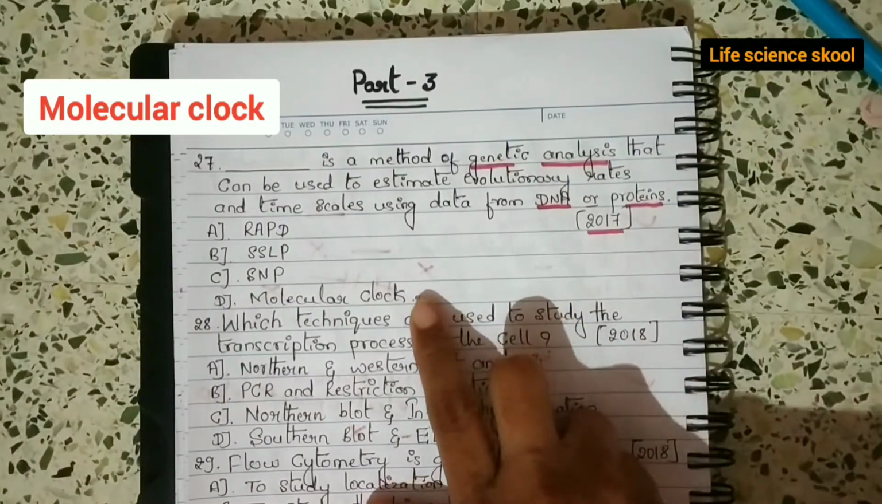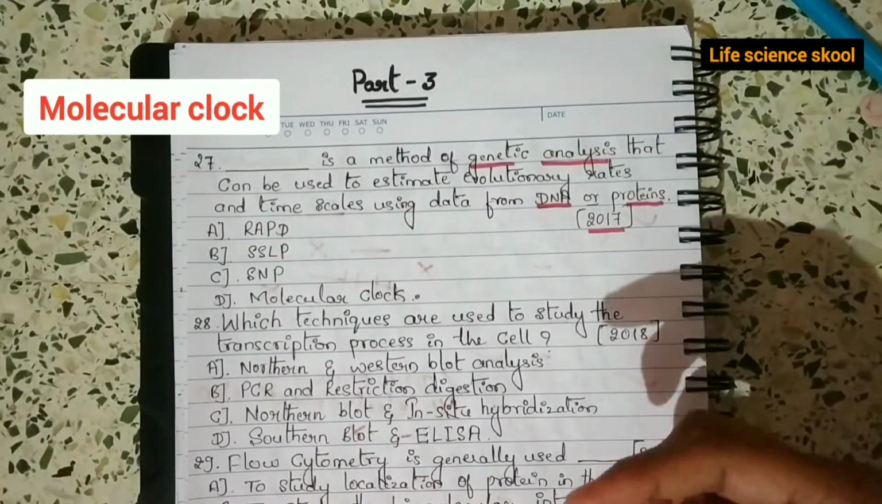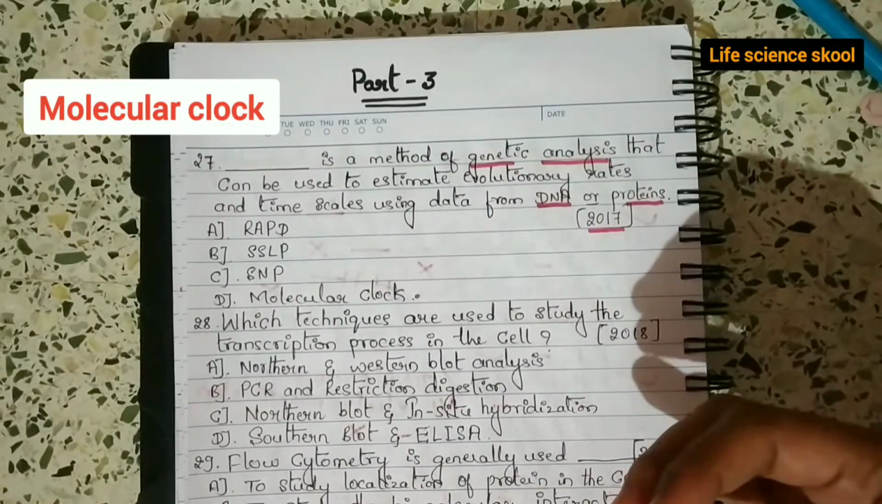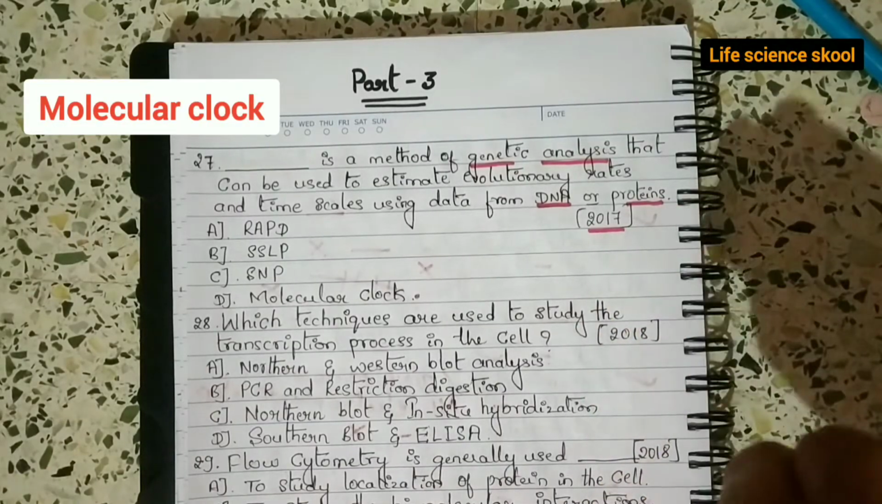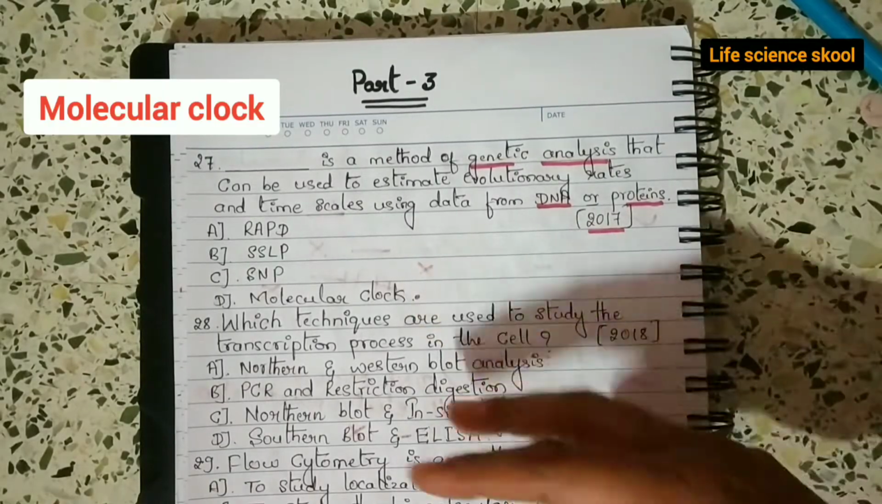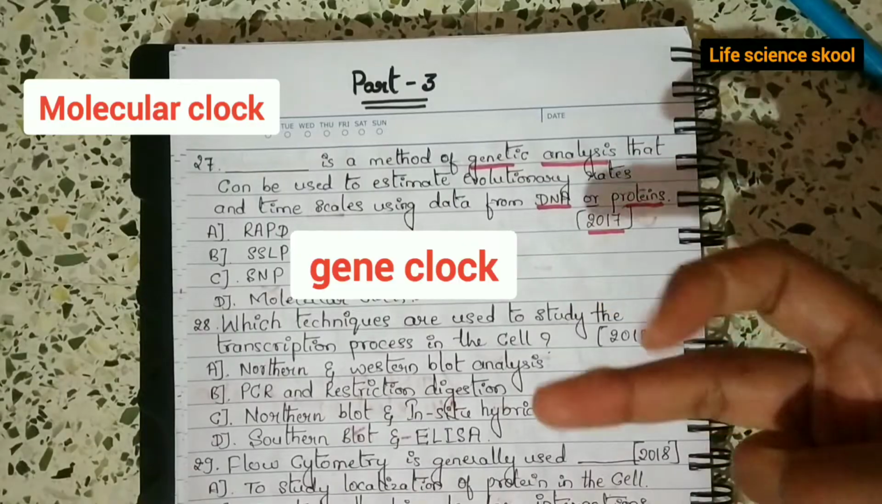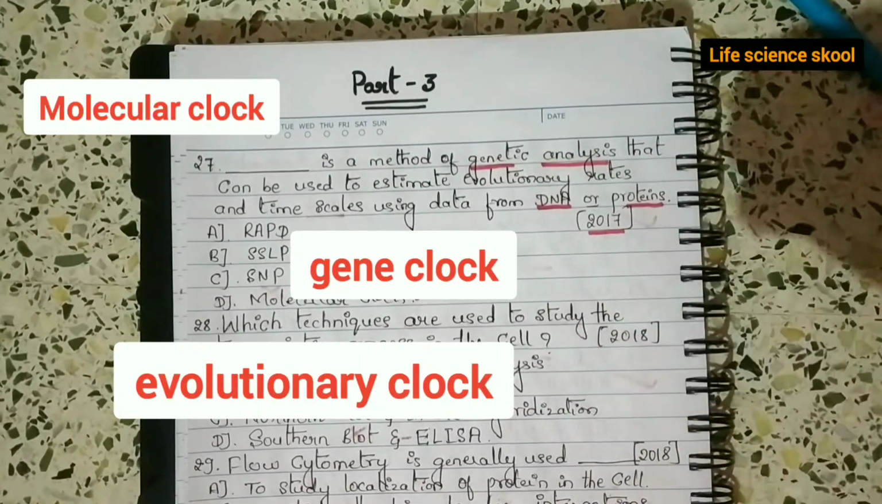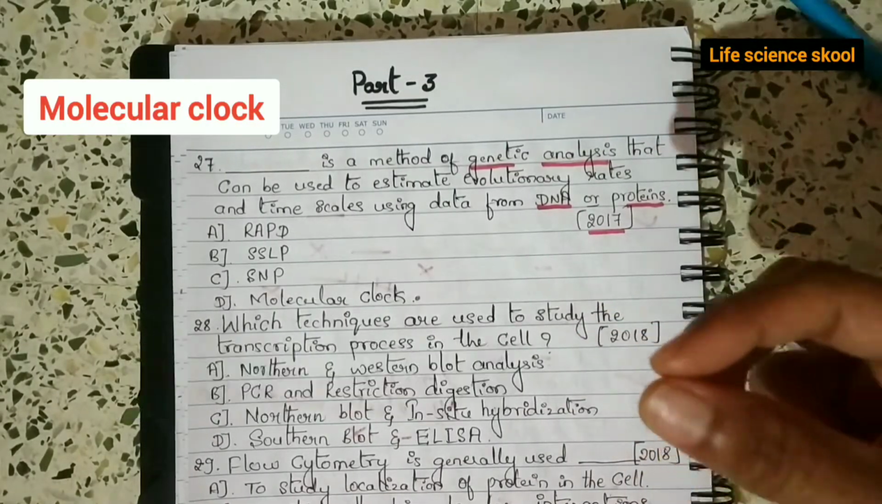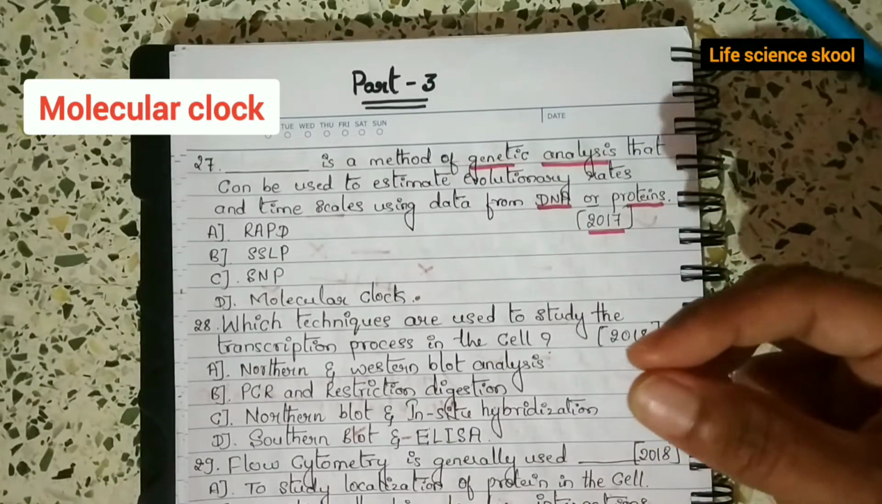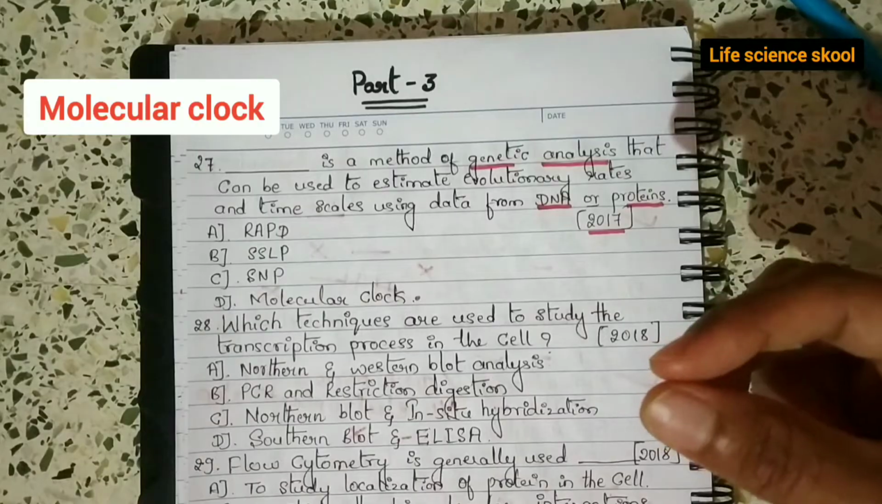Now I will explain a little bit more here. This molecular clock concept is based on heredity and mutations, especially neutral mutations. This molecular clock has two other names. It is also called the gene clock, or the evolutionary clock. It was proposed by Emil Zuckerkandl and Linus Pauling. These two scientists proposed this molecular clock, or evolutionary clock.